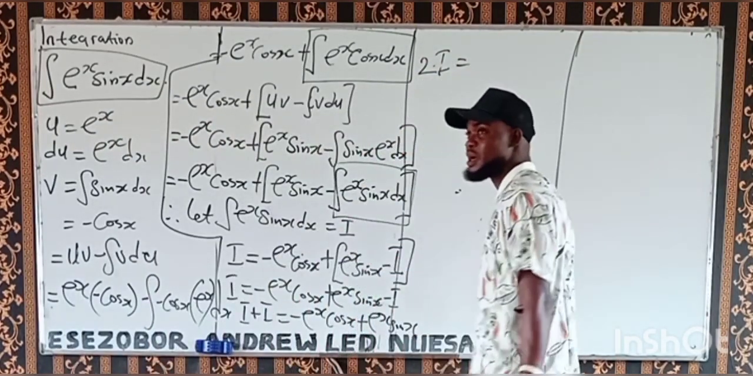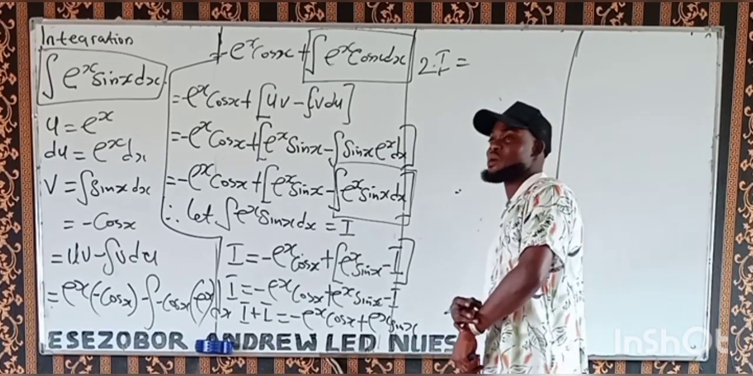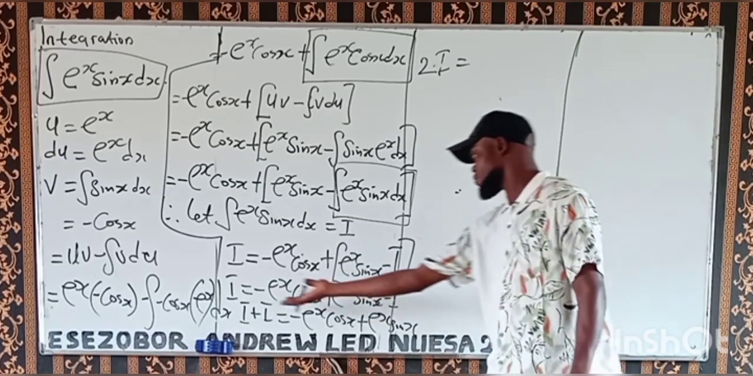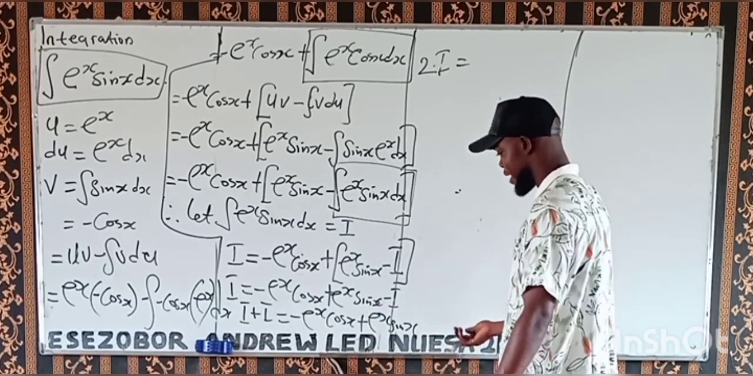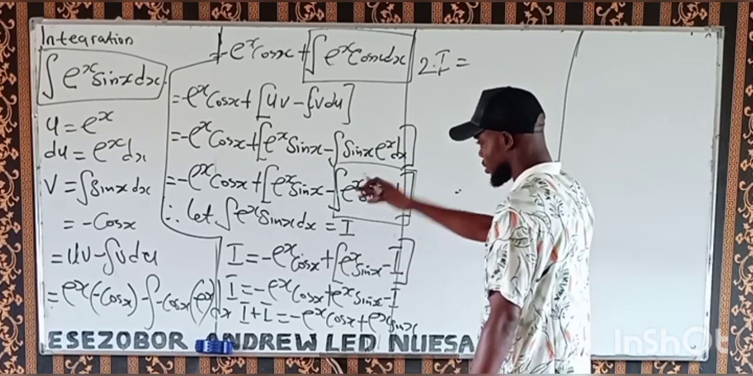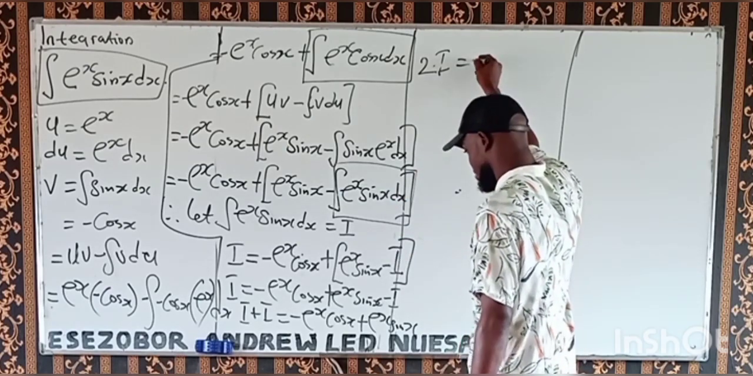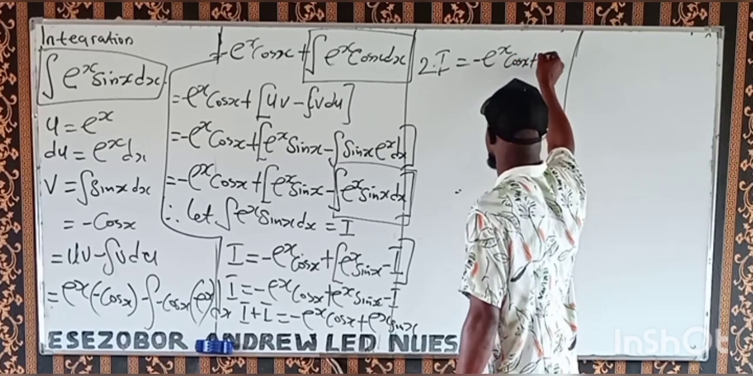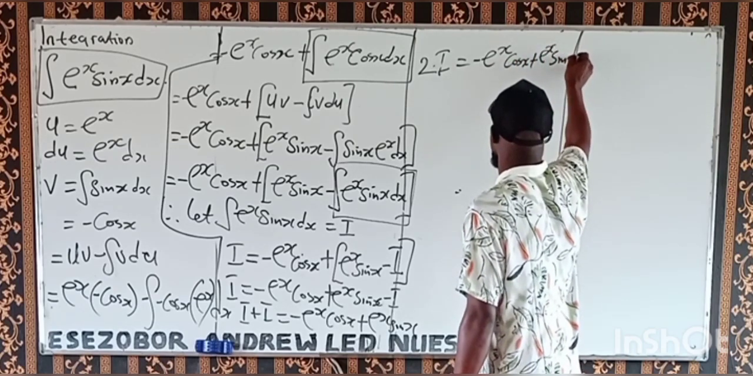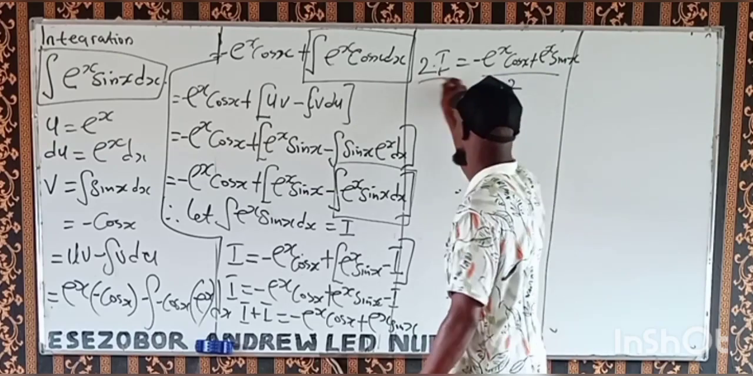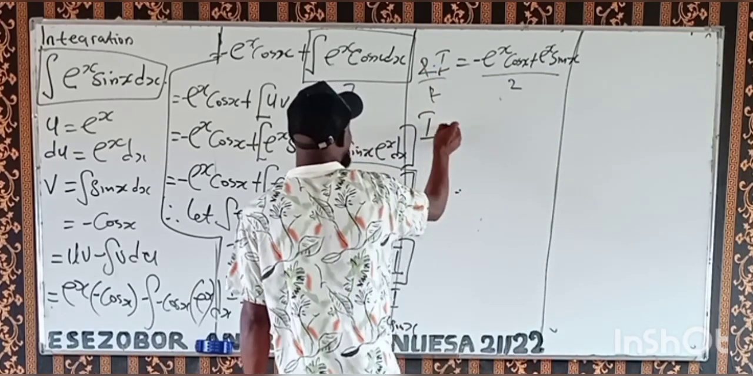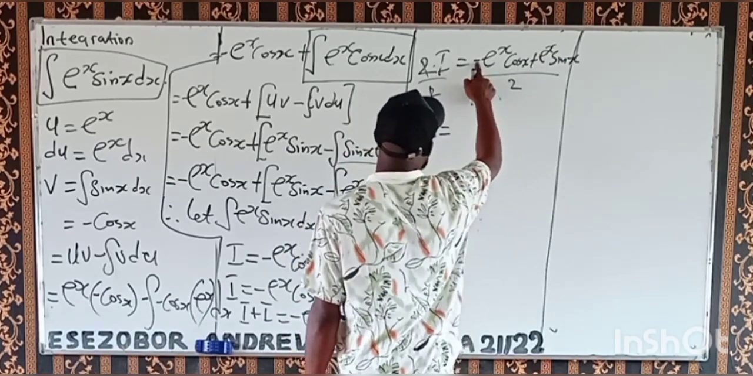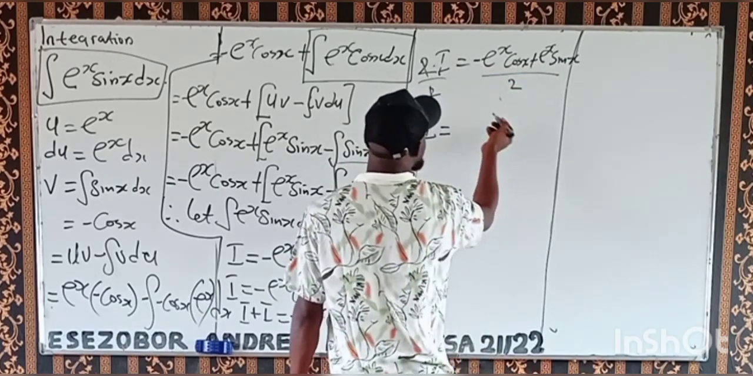We're going to solve it as we do in algebra, a simple equation. Just find the unknown. The unknown is I. You have minus exponential x cos x plus exponential x sin x, divided by 2. So the I will now become that. Remember, we can even change this one. We can write it as plus this minus this. We can do it like that.